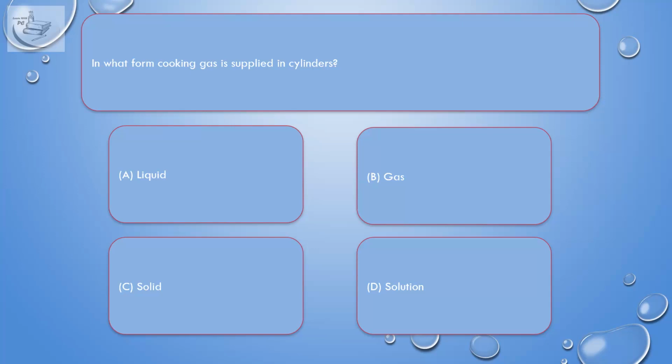Question: In what form is cooking gas supplied in cylinders? A. Liquid, B. Gas, C. Solid, D. Solution. Correct answer is A. Liquid.